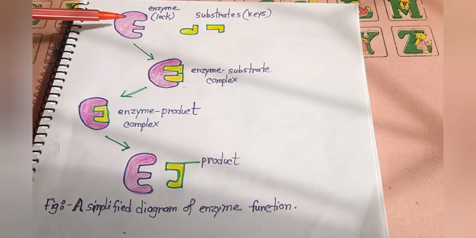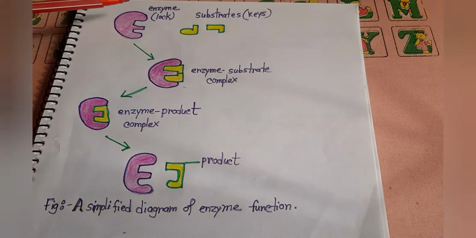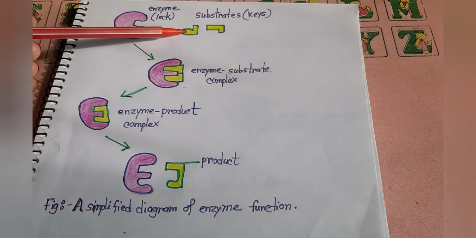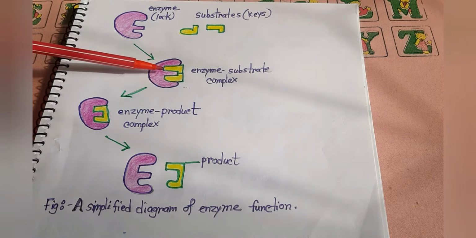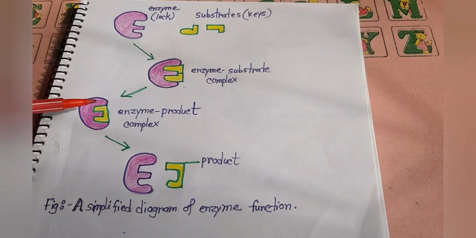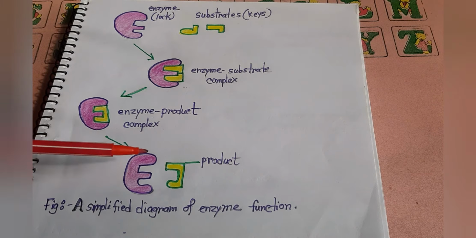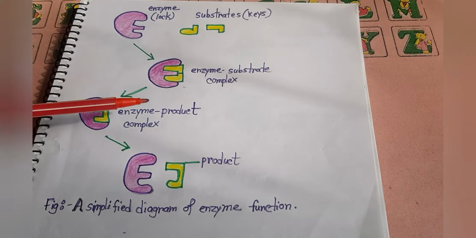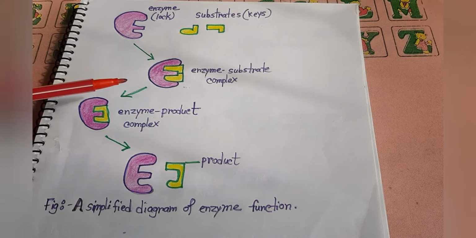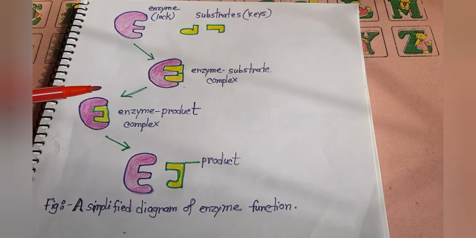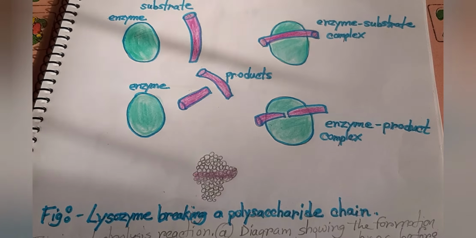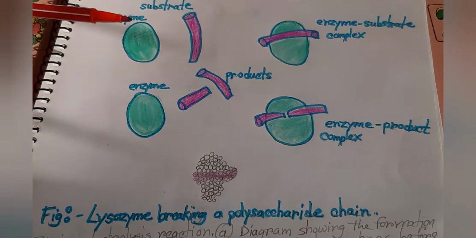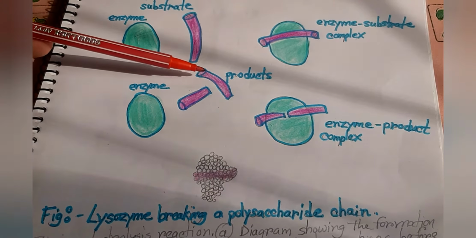Here is another diagram. That is the enzyme, that is the lock, and this is the substrate, that is the key. Here is an enzyme-substrate complex, and this is an enzyme-product complex. Here is the enzyme and this is the product. This is a simplified diagram of how enzyme function works. You need to draw some diagrams and color them. It can help you to remember. This is the enzyme and this is the substrate, the enzyme and this is the product.